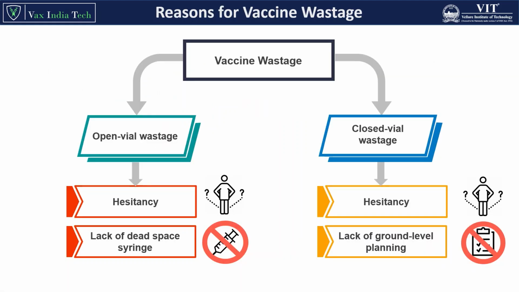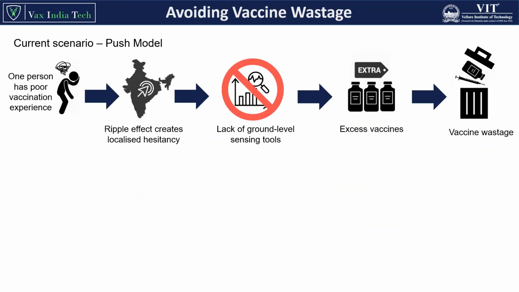We realized that hesitancy is a reason for both open and closed vial wastage. Lack of ground-level planning and dead space syringe availability are reasons for closed and open vial wastage respectively. Without dead space syringes, we cannot extract the last dose of the vaccine, which has led to millions of vaccine doses wasted. Let's say that an individual had a poor vaccination experience and that this news spreads as gossip throughout the locality. This creates a situation of localized hesitancy and people don't turn up for vaccination.